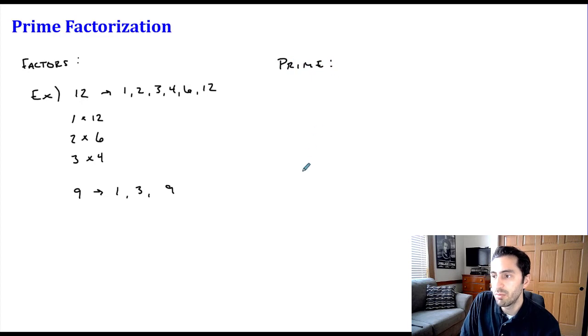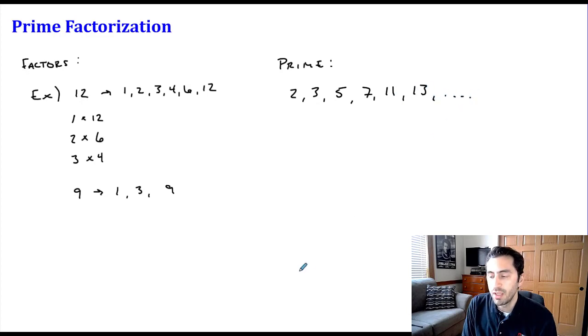The second thing we need to know is what a prime number is. A prime number is a number whose only factors are 1 and itself. So there's nothing else that it can be divided by. The first couple primes: we start off with 2, which is actually the only even prime, then 3, 5, 7, 11, 13, and so on. These numbers' only factors are 1 and the number itself.